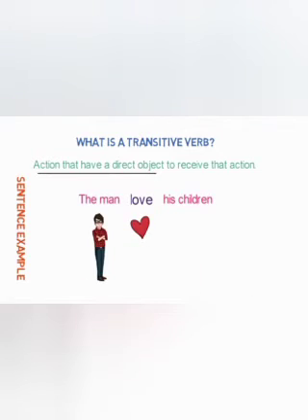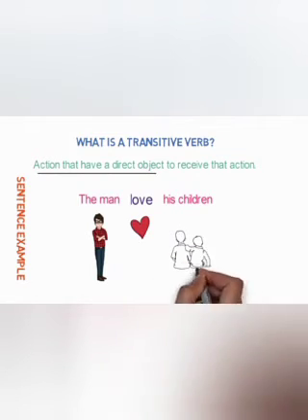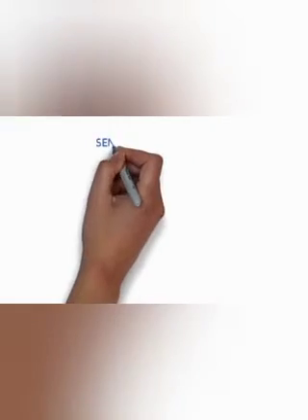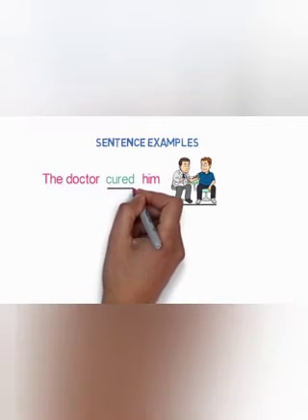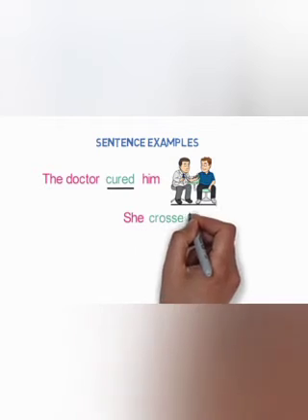So, love here is the action that is performed by the man, that is the subject, and it has a receiver, that is the children. So, here the man does the action of love to his children. So, love here is the transitive verb. Let us now look at another example. The doctor cured him. Here, cured is the action and him is the direct receiver. So, cured is the transitive verb.